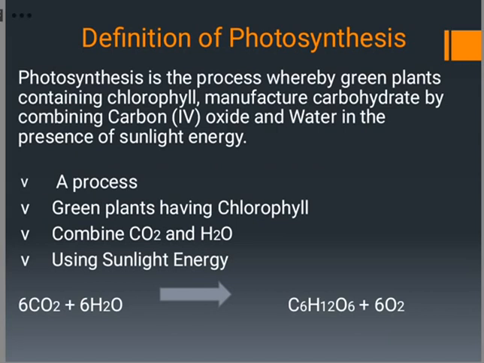Now, to the definition. Photosynthesis is the process whereby green plants containing chlorophyll manufacture carbohydrates by combining carbon dioxide and water in the presence of sunlight energy. Now, if you look at this definition, there are key points to note.